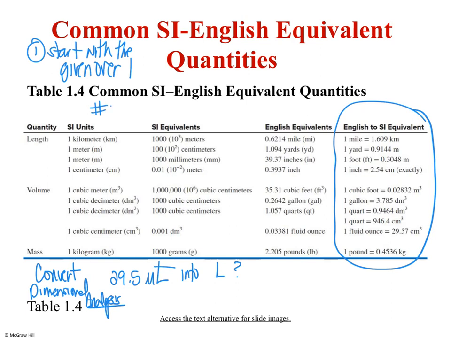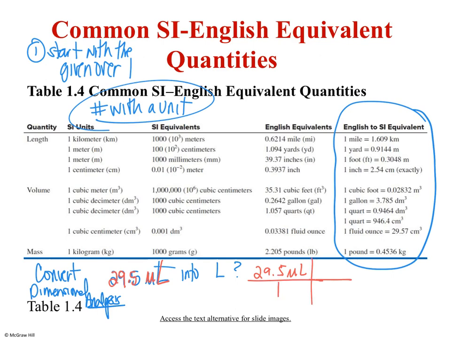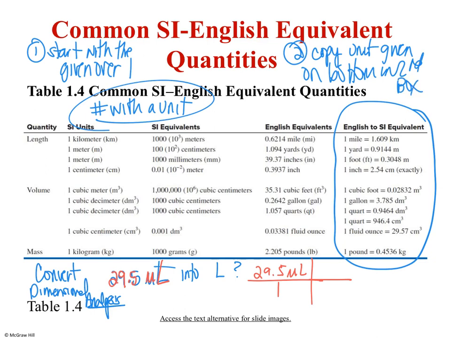So how do you know the given? The given is always going to be a number with a unit in your word problem. So do you see that 29.5 is a number with a unit? So that's where you're going to start. 29.5 microliter over 1, and then we're going to do these railroad tracks. Now step 2, you copy the unit from the given on bottom in your second box. Okay, so you see how you have microliter? You just copy down microliter.